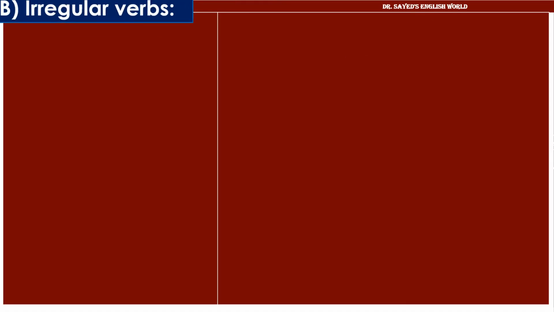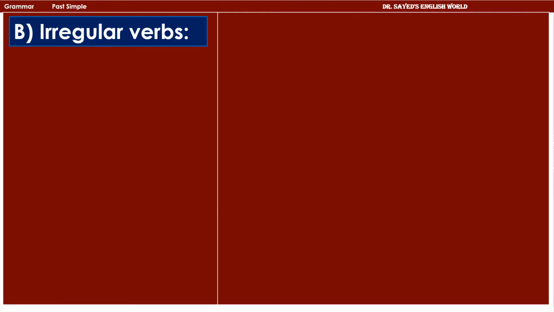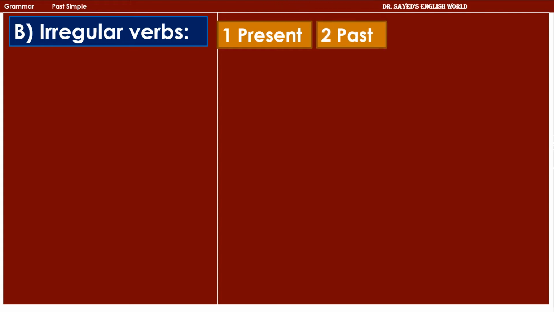Let's now talk about irregular verbs, okay? As I keep repeating, any verb has three forms. Form 1, which is present, form 2, which is past, and form 3, which is the past participle.